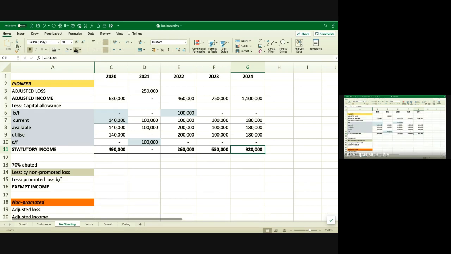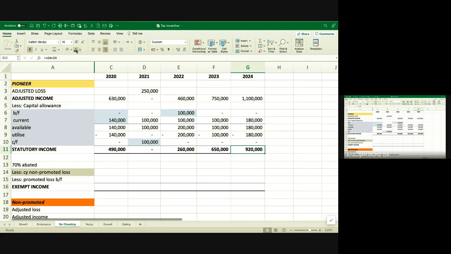Any one of you who are not clear about this computation, you must make sure that you know how to compute your SI given the capital allowance and the circumstances, because if your SI is wrong, everything else is wrong.